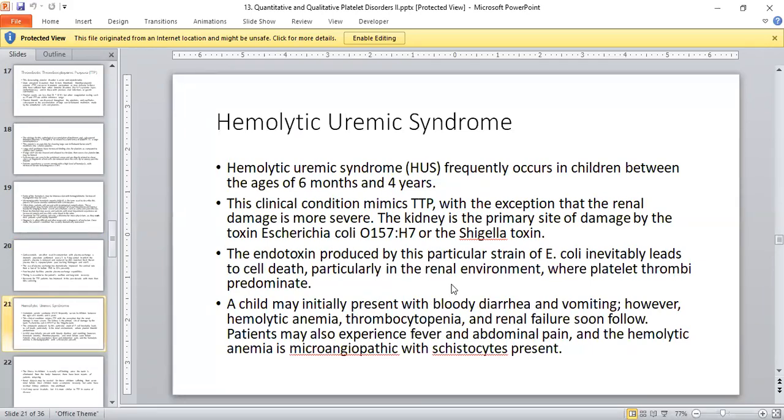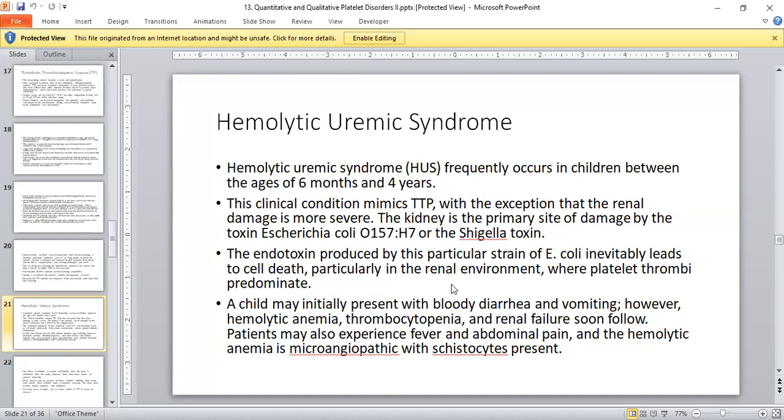The next condition is HUS, which is hemolytic uremic syndrome. This one is also another condition that's common in children. It mimics TTP, but the exception is that renal damage is more severe. This one is due to the Shiga toxin that is produced by the bacteria called E. coli.